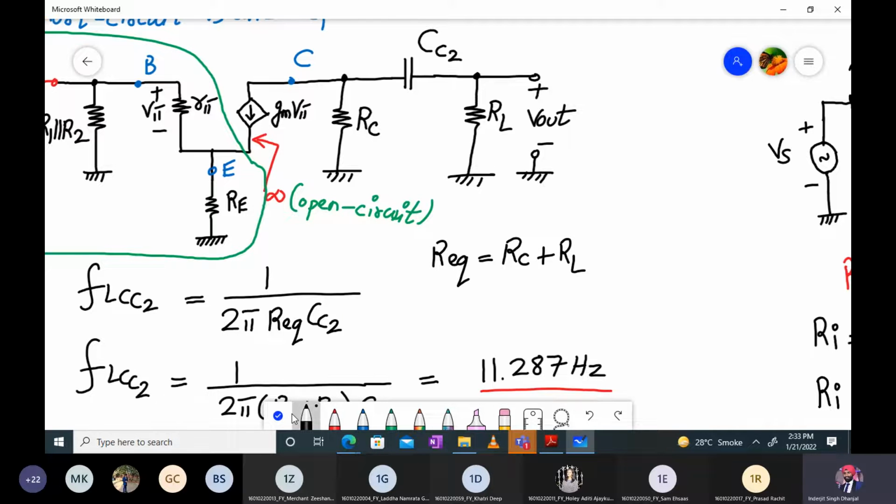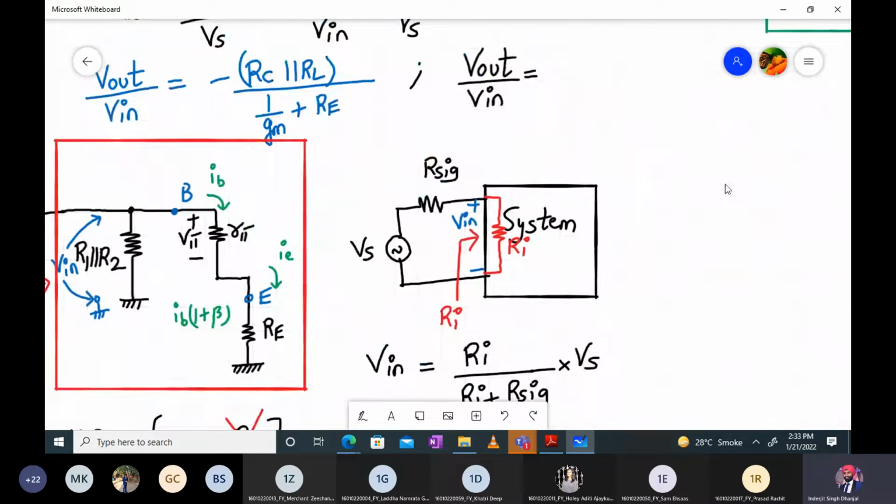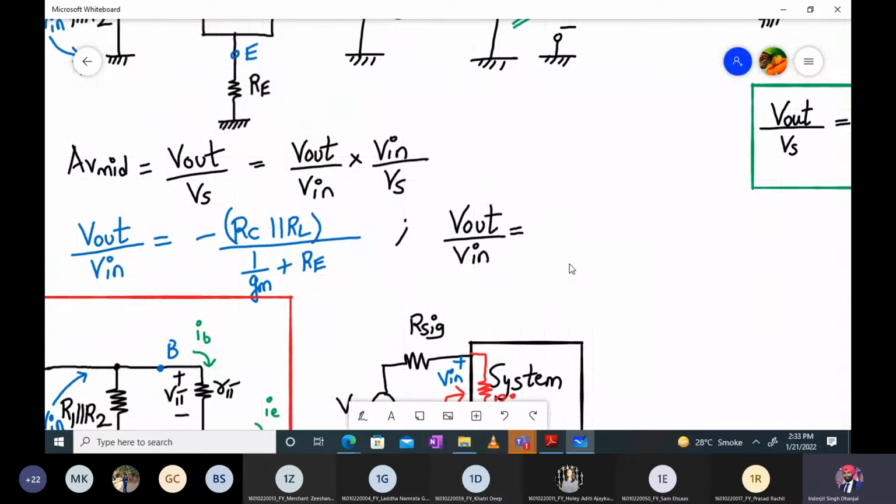Sorry for that. Okay, so let us calculate the value of RC parallel to RL. How much is the RC value over here? 2K, right? So RC value is 2K, RL value is 1K. Then the gm value is how much? 104.6 milli, and the Re value is how much? 100.